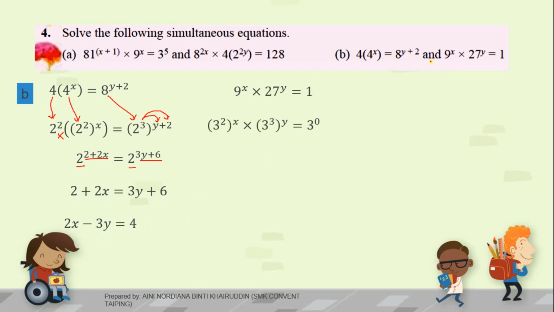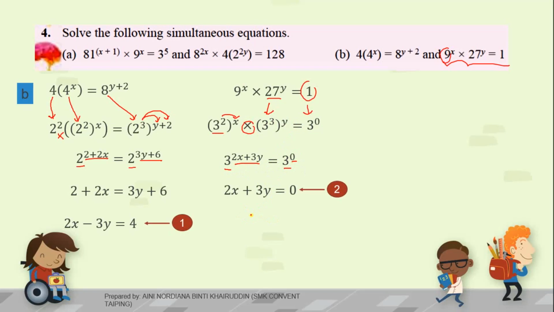For the next equation, this equation, 9 here I change to 3 square, and 27 here change to 3 cube. 1 here I change to 3 to the power of 0. So 3 to the power of 2 times x plus 3y equals 3 to the power of 0, because this is multiplication. Now the base is the same, so the index is also the same. So I name it here as equation 1 and this is equation 2.